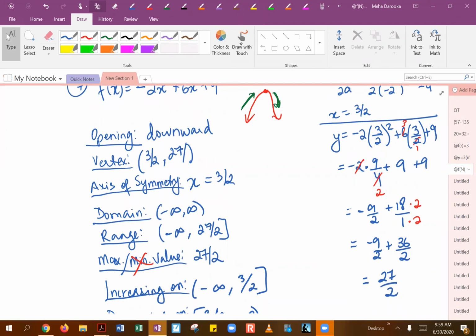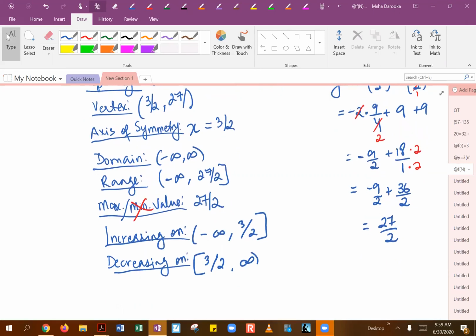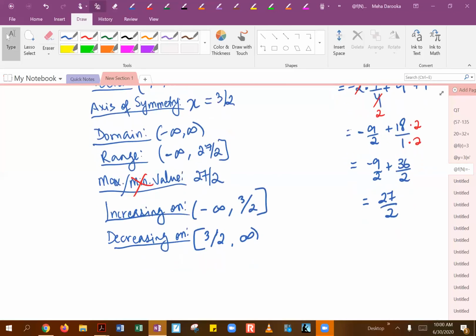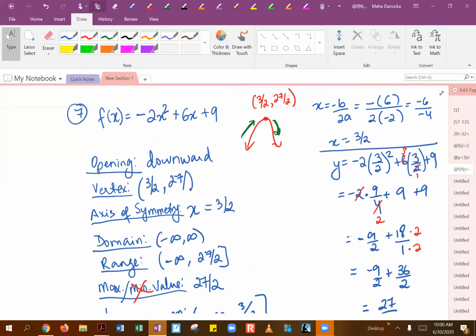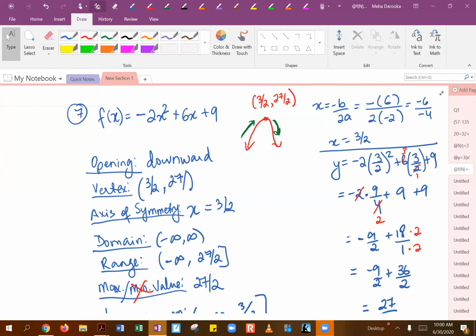So, you know, guys, what happens in this case is when you are looking at these characteristics, the opening being downwards, a lot of these things are actually going to change. Now, vertex, axis of symmetry will stay the same. Domain will definitely stay the same. The range will change because instead of starting at 27 halves and going to positive infinity, you're now going towards negative infinity. So obviously our range is now from negative infinity to 27 halves. Instead of having a minimum value, we have a maximum value at 27 halves. And then like we just saw, your increasing and decreasing intervals will switch. So just kind of keep that in mind when you have a parabola opening upwards or downwards, how these characteristics change.